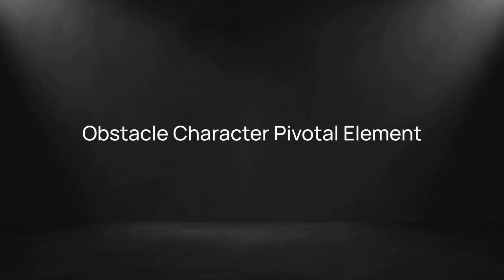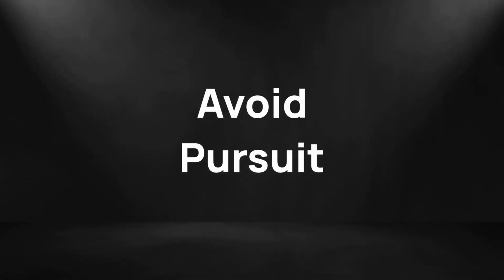So in every great story, there's a counterbalance to that main character pivotal element, and that would be the obstacle character's pivotal element. Once you know what the main character pivotal element is, the obstacle character element is tied to it. It's that idea of two sides of the same coin. So if you have one character who's motivated to avoid, then the opposite pivotal element will be pursuit, because those are two sides of the same coin. One side is motivated to avoid, and the other one is motivated to pursue.